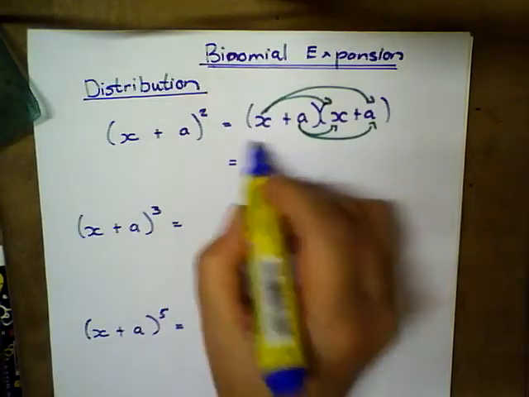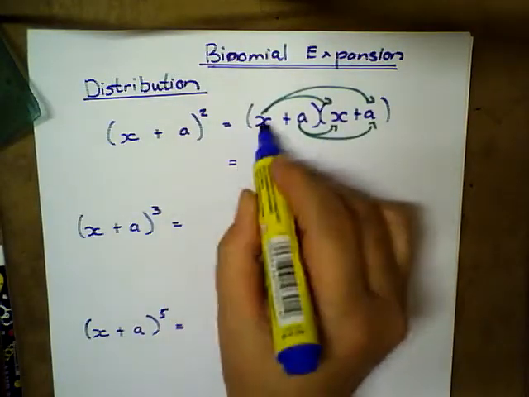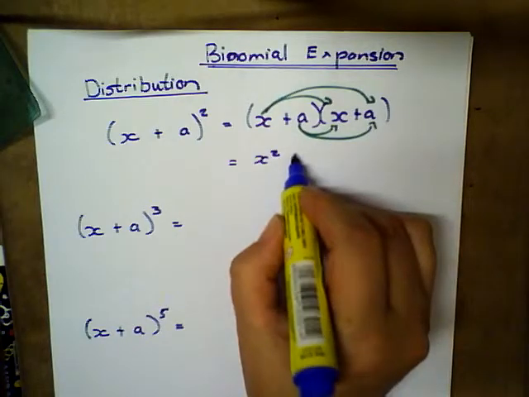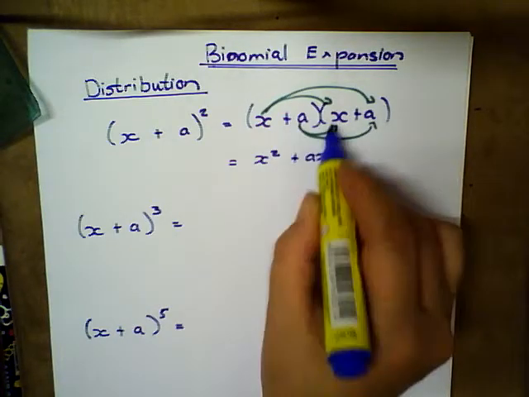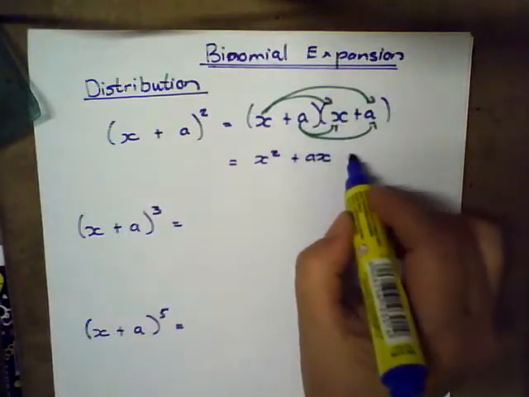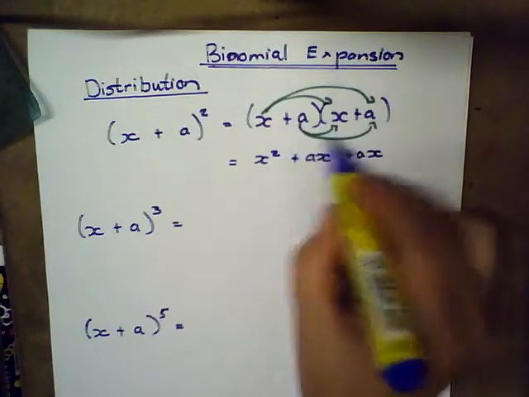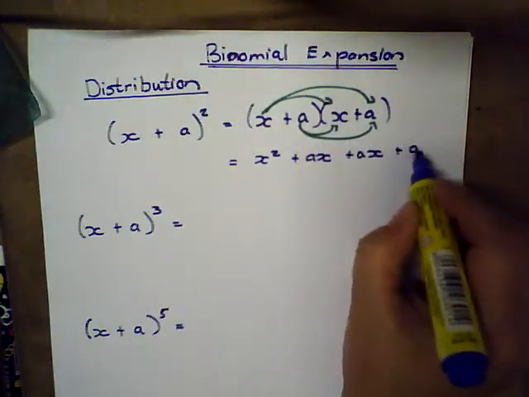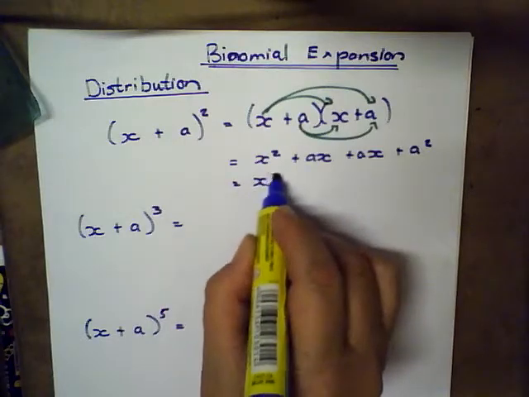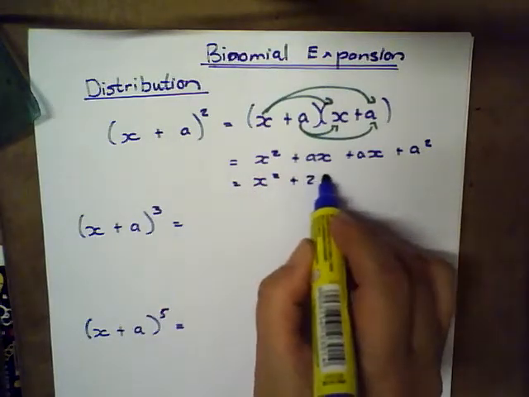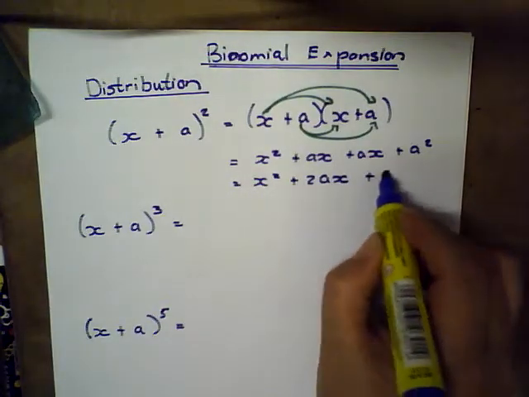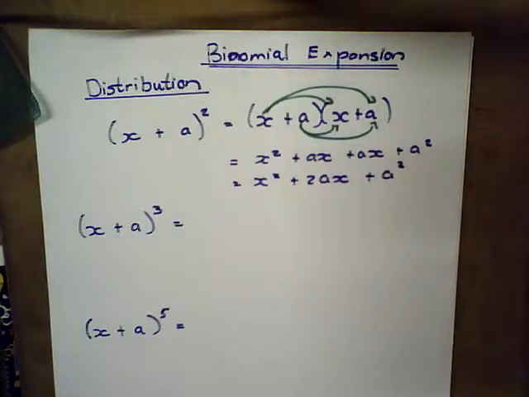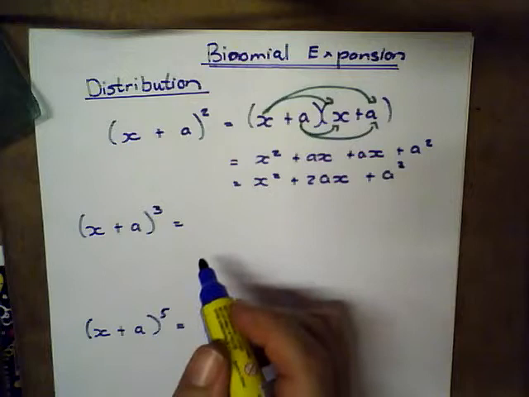And that will give us x times x is x squared, x times a would give us positive ax, a times x would give us ax, and a times a would give us a squared. We can simplify that to x squared plus 2ax plus a squared. And that was pretty easy. We've done that for quite a few years in our algebra studies.